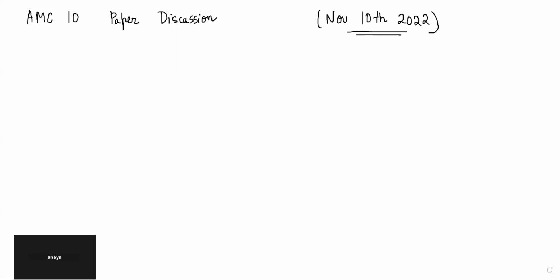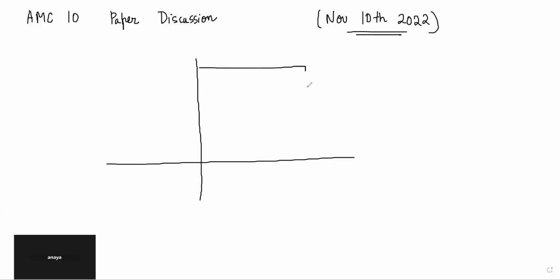Okay. So first of all, we have to understand the figure. There are three squares, and one of them is like this. This is R. Then another square is like this. This is T. And one square is S, which is like this. Y-axis, x-axis.